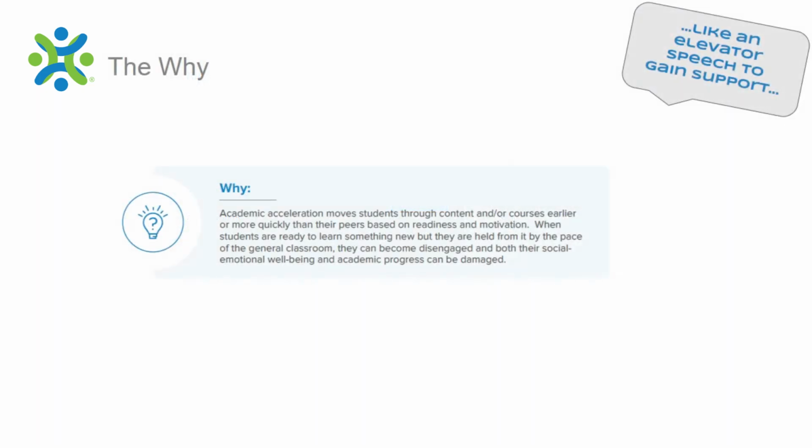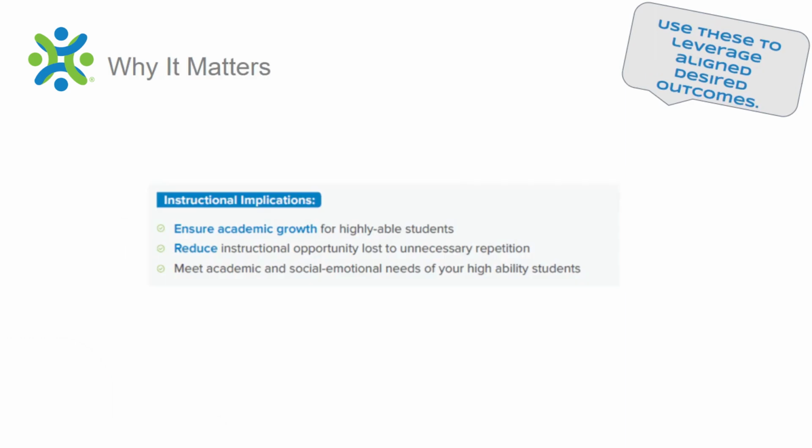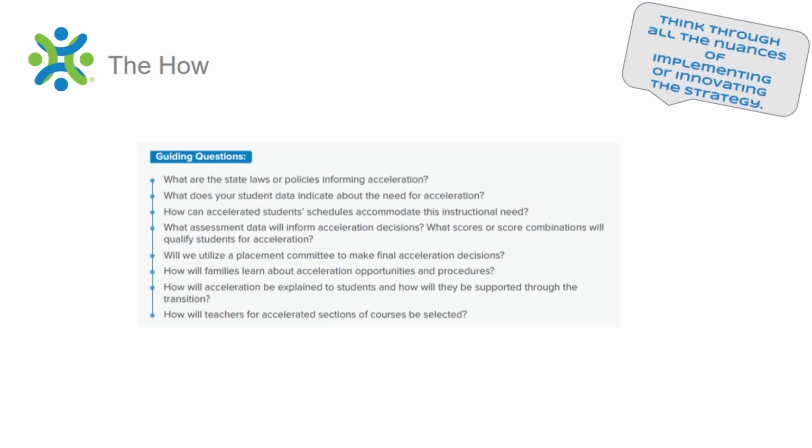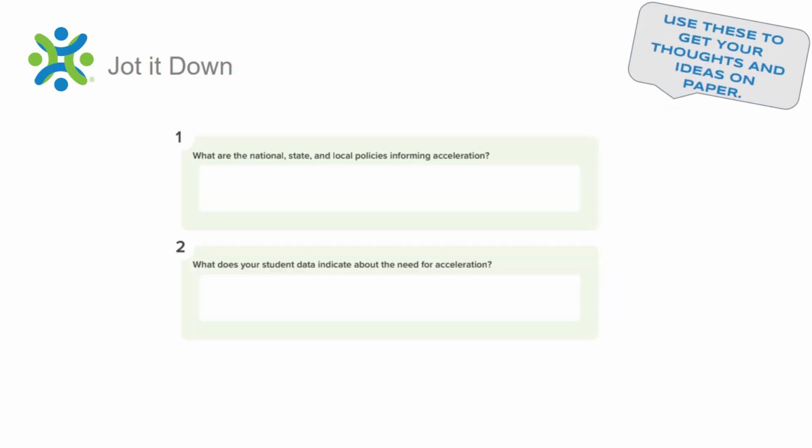Why must we discuss acceleration? Academic acceleration is one of the lowest cost and highest yield strategies for addressing the needs of our advanced learners. It ensures academic growth for highly able learners and reduces instructional opportunity lost to unnecessary repetition. Additionally, decades of research have supported that acceleration meets the academic and social emotional needs of high ability learners. So let's dig into the guiding questions.